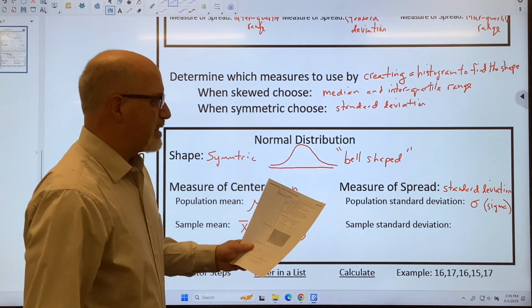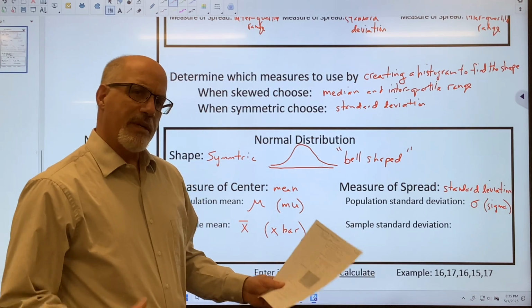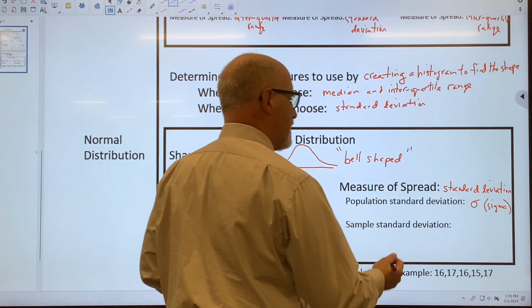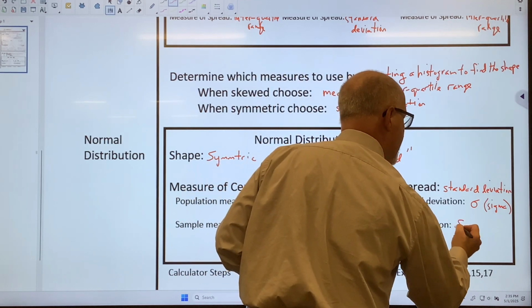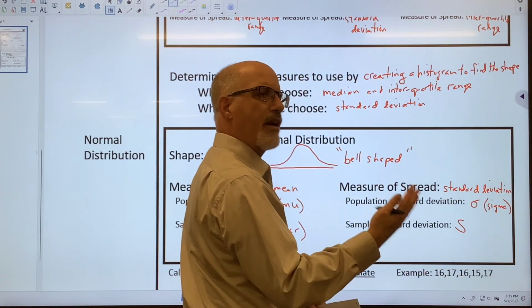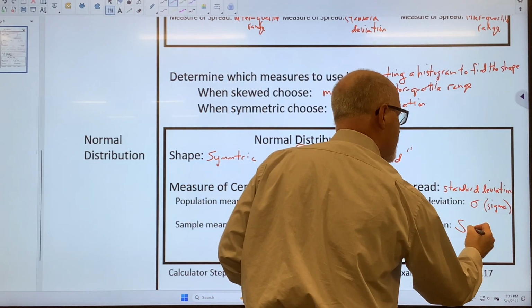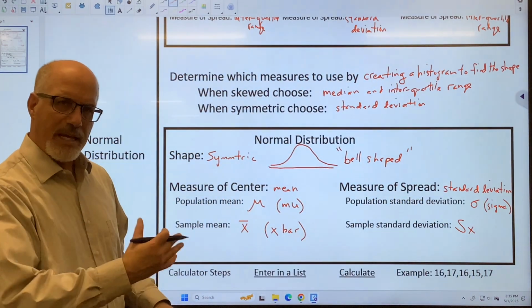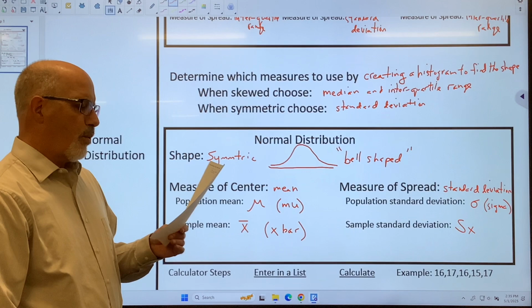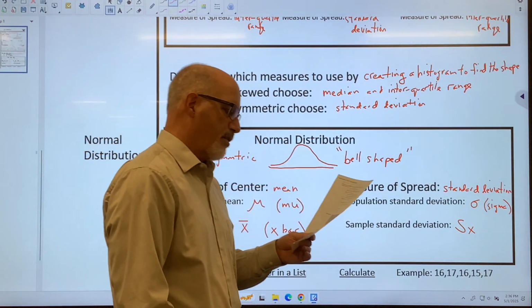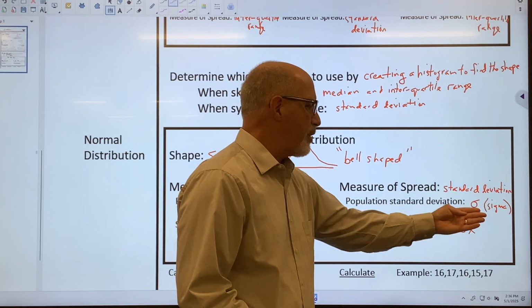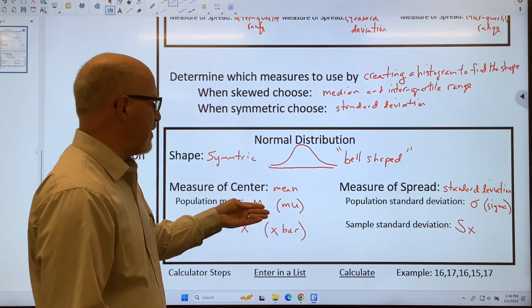And if we're doing the sample standard deviation, which would be a statistic because it's from a sample, we'll use S. Sigma is actually the Greek letter for S, so we'll use an S with a little x below it, as a subscript. S sub x will be our sample standard deviation. So make sure you know the difference between the parameter and the statistic for both of these.